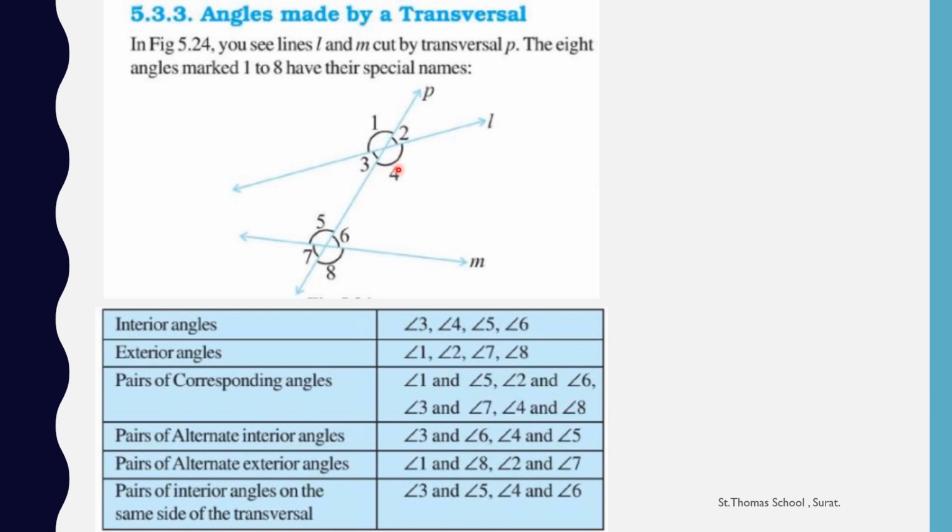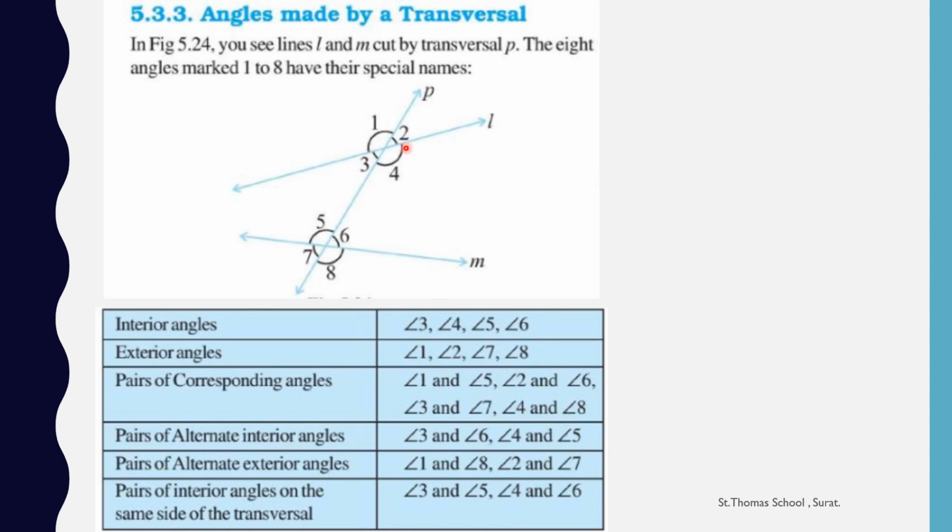So here below the line angle 4 and here below the line angle 8. That means angle 4 and angle 8, angle 3 and angle 7. Is it clear, children? So pairs of corresponding angles are angle 1 and angle 5, angle 2 and angle 6, angle 3 and angle 7, and angle 4 and angle 8.